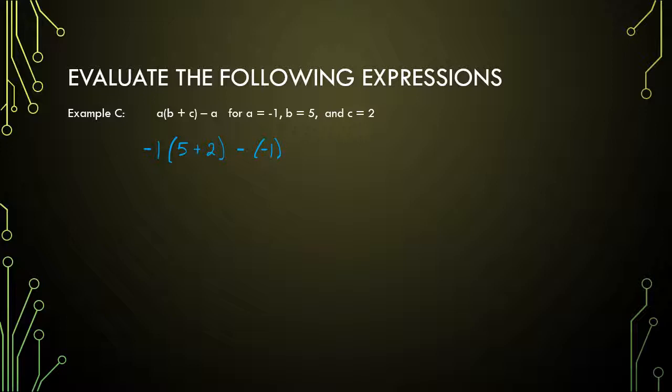Now PEMDAS, parentheses comes first. 5 plus 2 is 7. So we have -1 times 7 minus -1. At this point, I want to distribute. And if I think of this negative as being a -1, then we're going to distribute -1 times 7 to get -7. And -1 times -1 to get +1. -7 plus 1 is equal to -6.